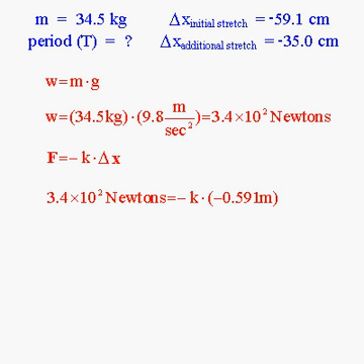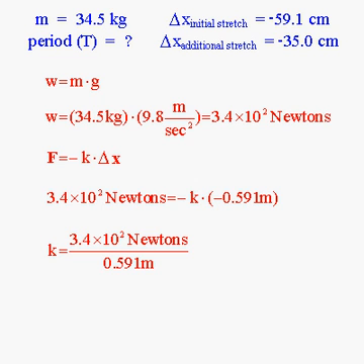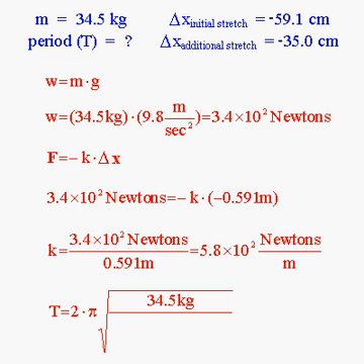Okay, now we can find the spring constant. We divide both sides by 0.591 meters, and the spring constant is 5.8 times 10 to the 2 newtons per meter. Now we can use equation 10.11, which says that the period is 2 times pi times the square root of the mass, 34.5 kilograms, over the spring constant, which we just calculated, 5.8 times 10 to the 2 newtons per meter. When we work all of that out, we find that the period is 1.5 seconds.